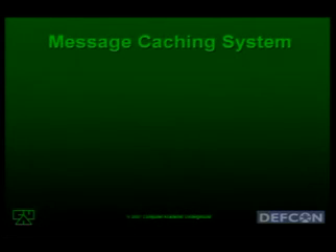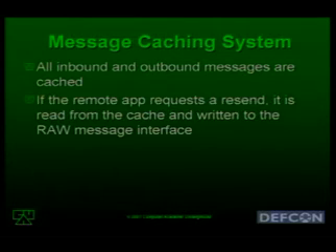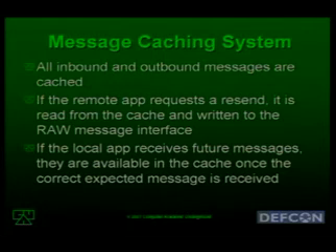The message caching system: all inbound and outbound messages are cached. We need to do that so that if the remote tool requests a resend, we can look it up in the cache and send it along. Also, if we start receiving out-of-order messages, we can cache them, wait for the one we're expecting to come in, and then go back to the cache for the subsequent messages.